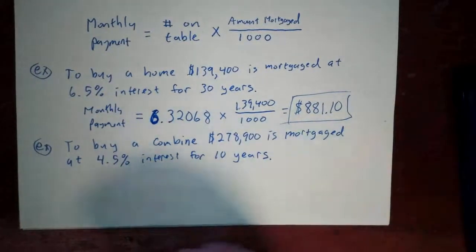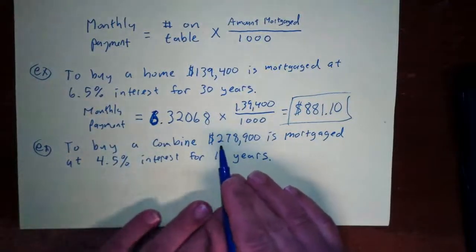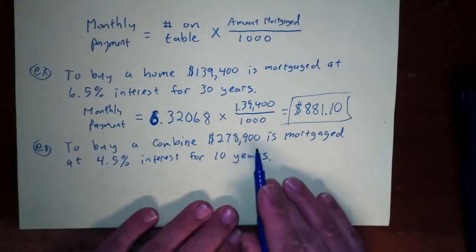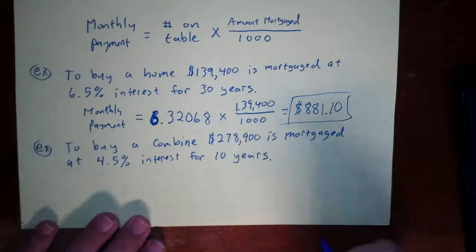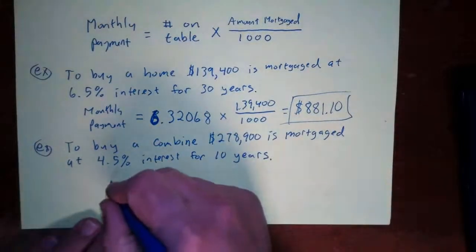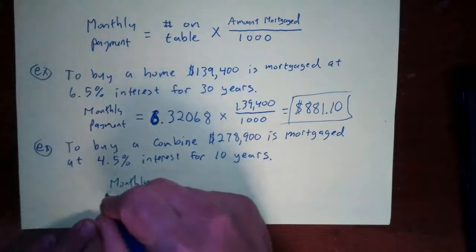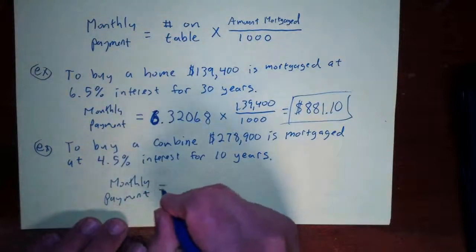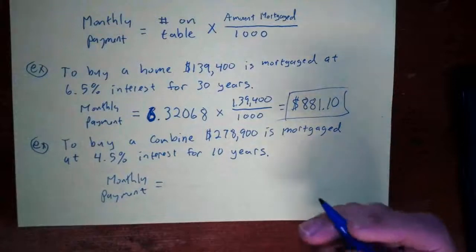Let's say a farmer needs a new combine. So to buy a combine, he's going to borrow $278,900, and it's going to be mortgaged at 4.5% interest for 10 years. So what is the monthly payment here? Yes, a combine is very expensive. It's more than most houses. So let's find out what the monthly payment will be.